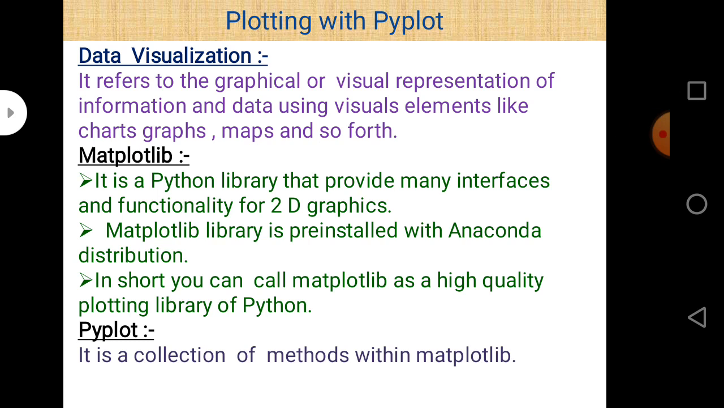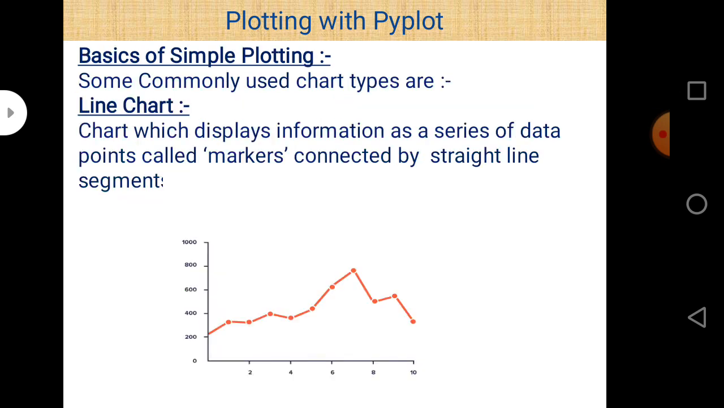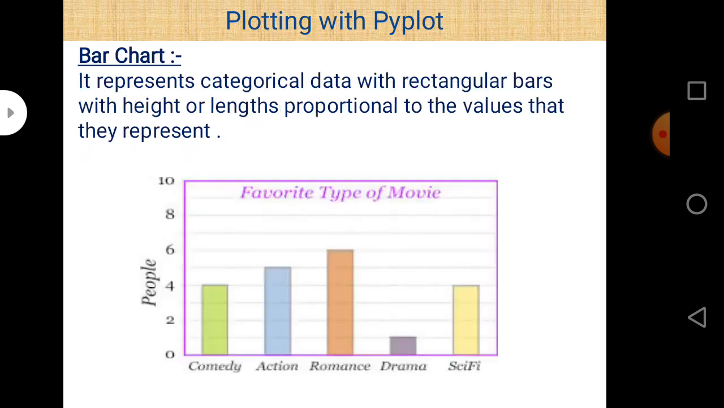So these are the three basic terms in this chapter, and there are three graphs: line chart, bar chart, and scatter chart. We have already discussed these in our previous lecture. In this lecture we are going to discuss question answers based on line chart, bar chart, and scatter chart.